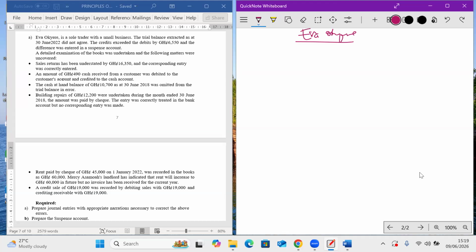Journal entries. Where do you find that from? From the question. You go to requirement A and read the requirements. You can write journal entries in capital letters or in lower case or in sentence case.